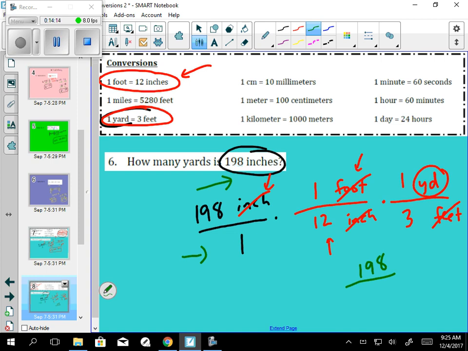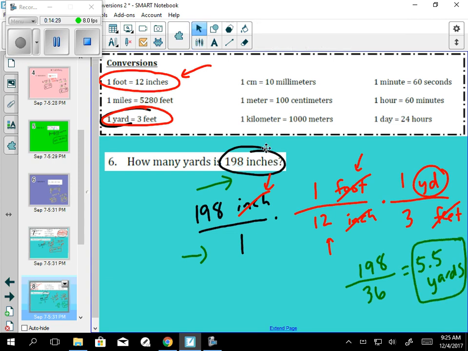1 times 12 times 3 is 36 on bottom. If you divide those out, you get 5.5 yards. So 198 inches is the same as 5.5 yards.